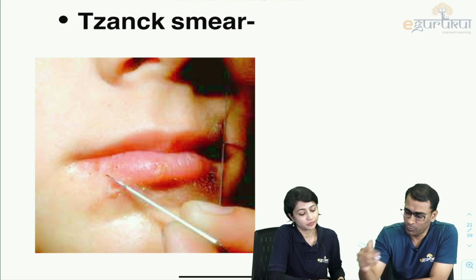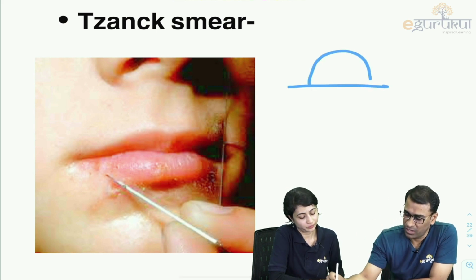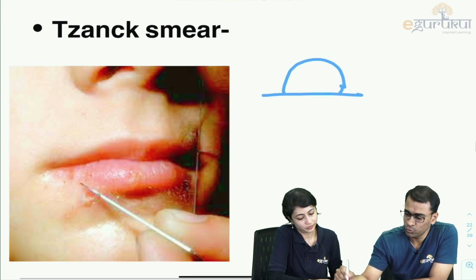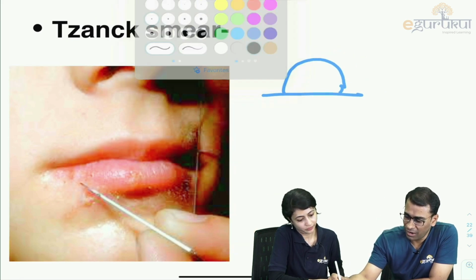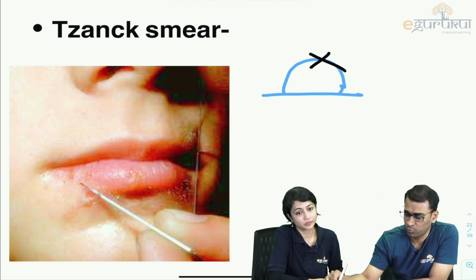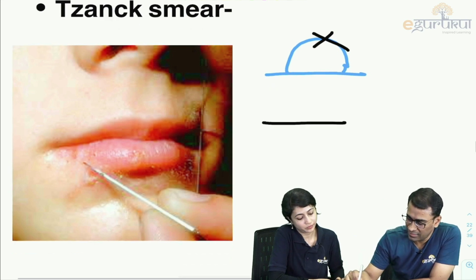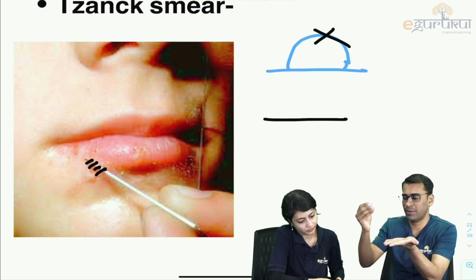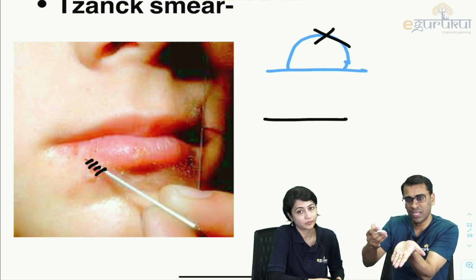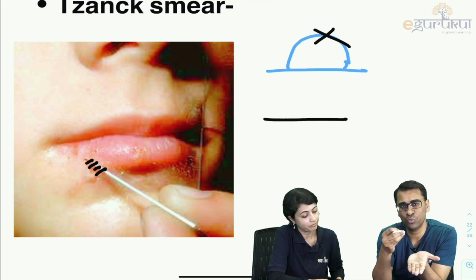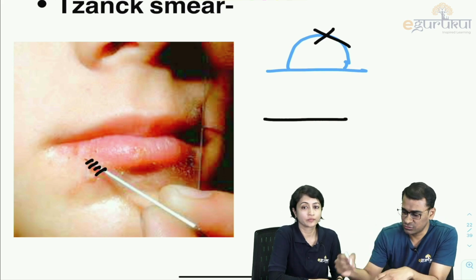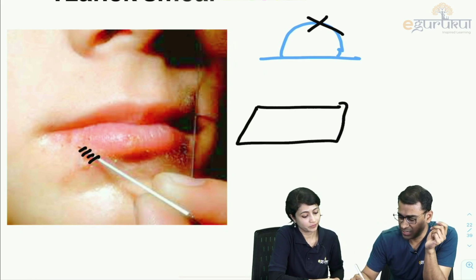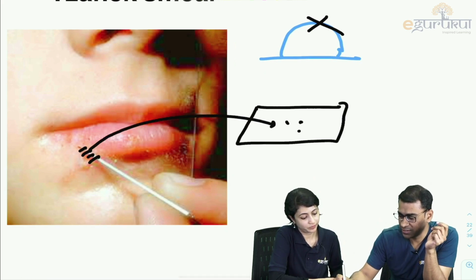So what we do there is, suppose there is a lesion as a bulla here or any lesion here. First of all, we have to break this. After you break this, with the help of, suppose this is a scalpel, we just scrape this lesion here. Whatever scraping comes out, we have to collect this on a slide. So suppose this is a slide and I scrape this area and put it on the slide.